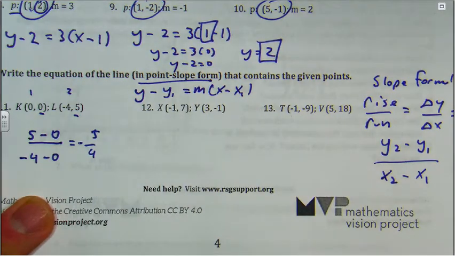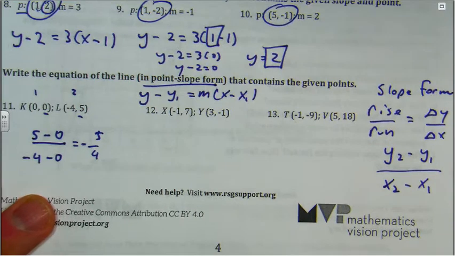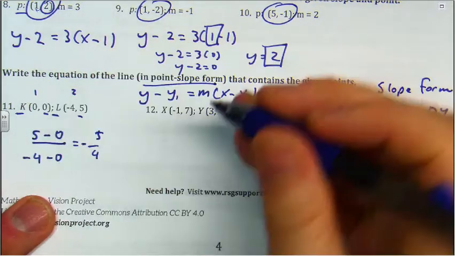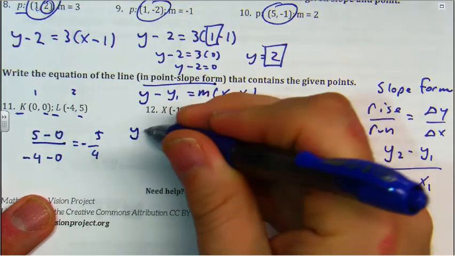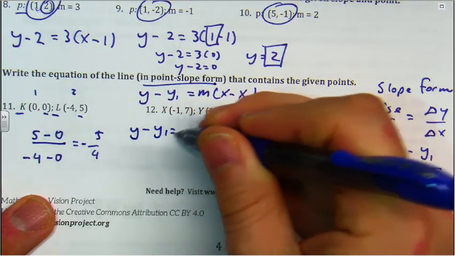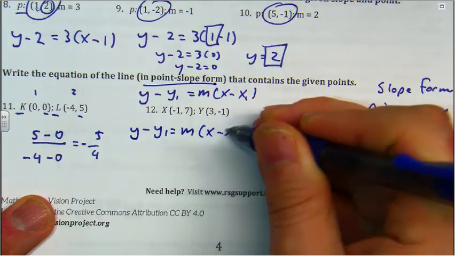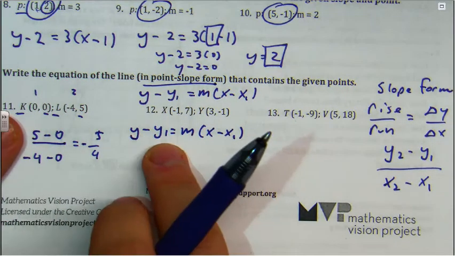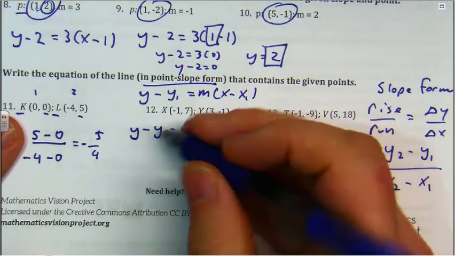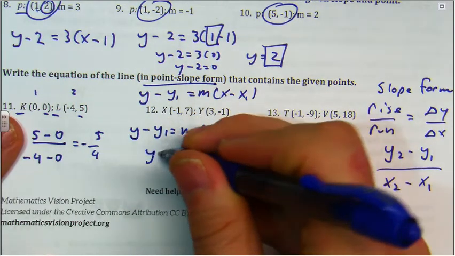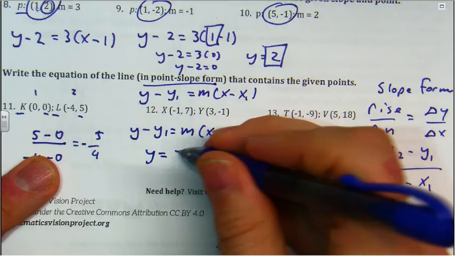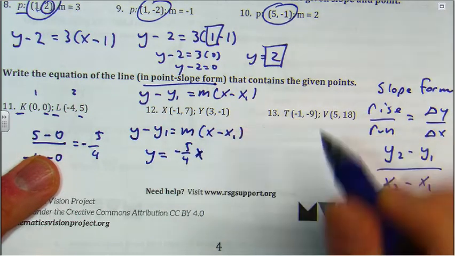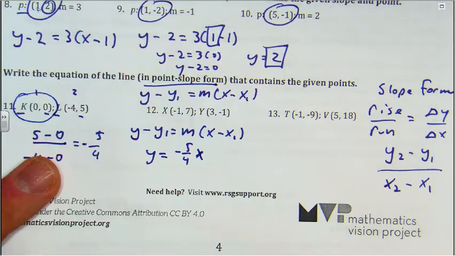So now that we know our slope, we have two options because we have 2 points given to us. So I'll do it for both k and l. So it's going to be y minus y1 equals m times x minus x1. So I know my slope is negative 5/4. The y value of that point is 0, so that's just going to be y equals a negative 5/4 x minus 0, so just negative 5/4 x. Now that's if I picked k.